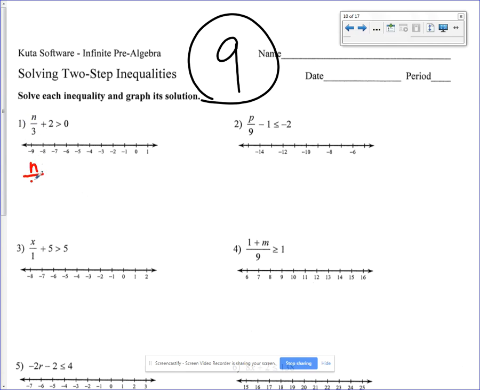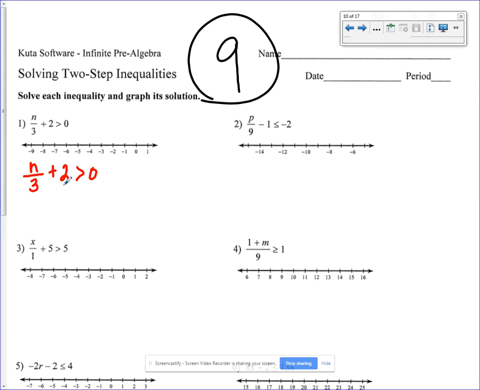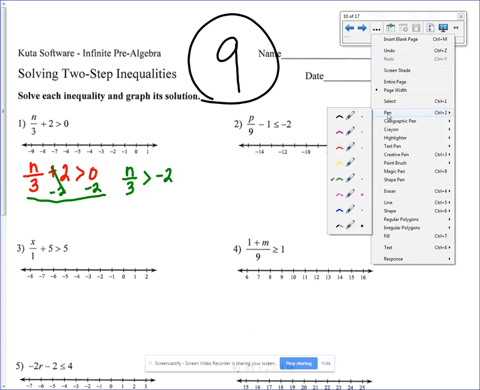And again, I'm going to write these down below because I write so big. There's just no way I can show all my work here and squeeze it in. Okay, so first things first, find the variable. Your job is to isolate it. We're going to first of all counterattack that addition with a subtraction. That leaves me with n over 3, or n divided by 3, greater than negative 2. I don't have to flip anything. All I did was subtract from each side.